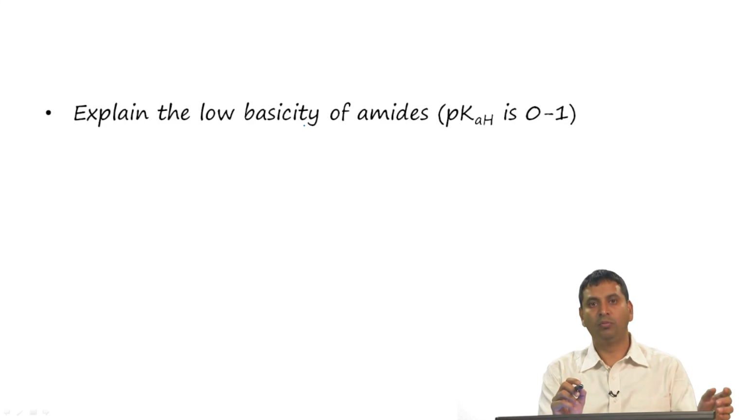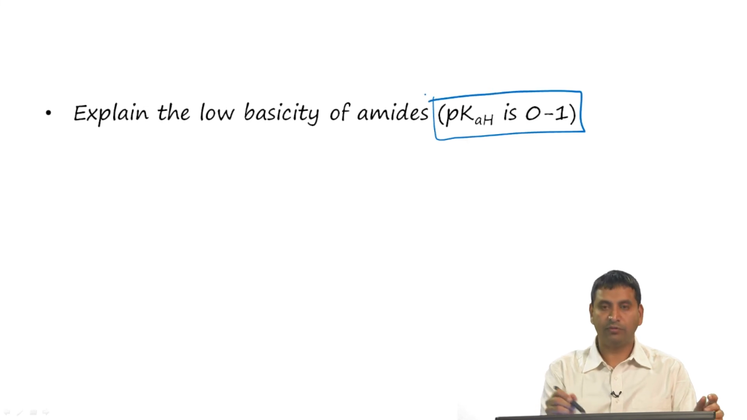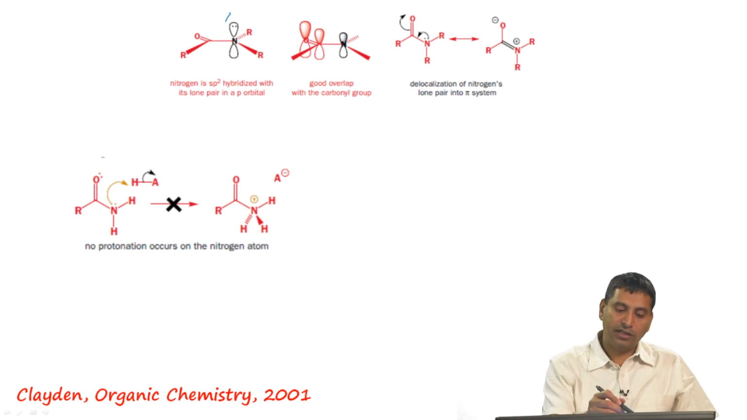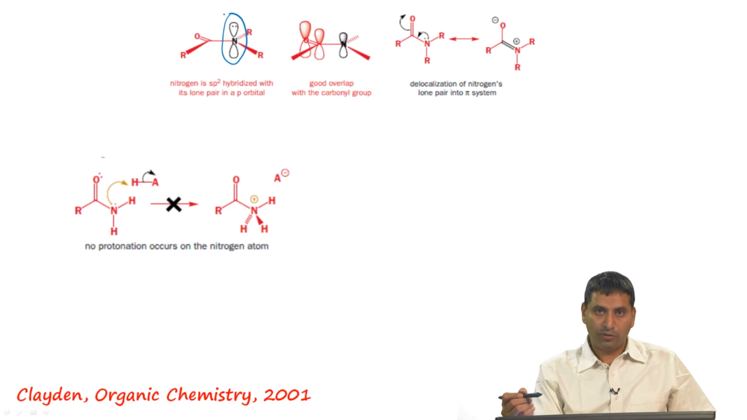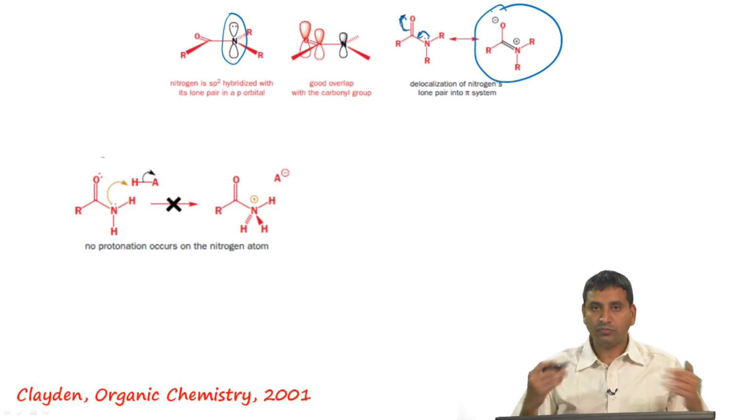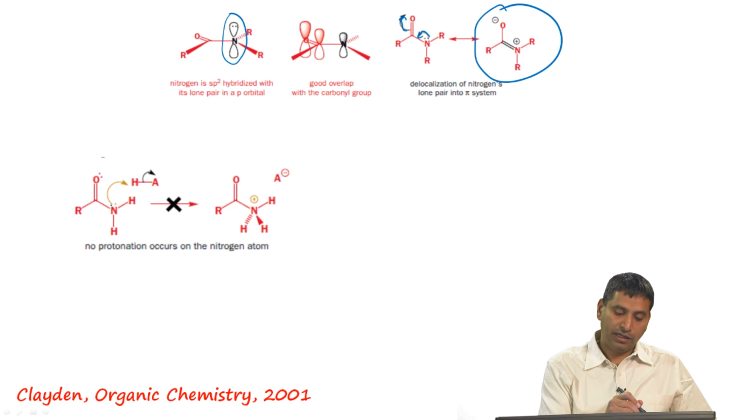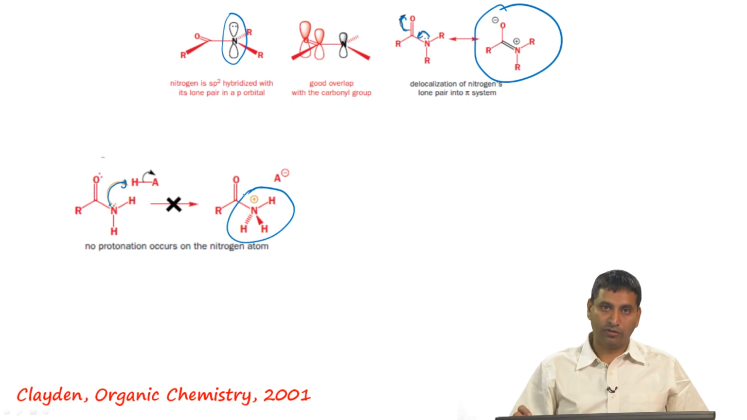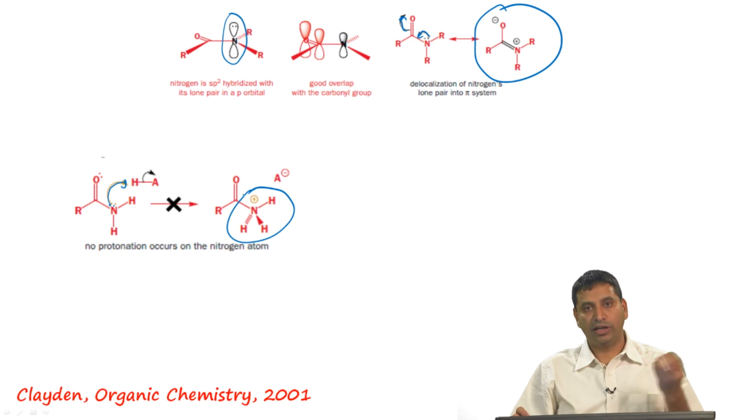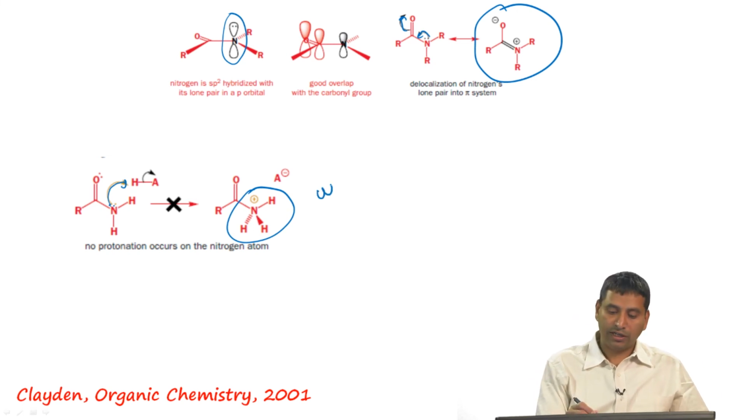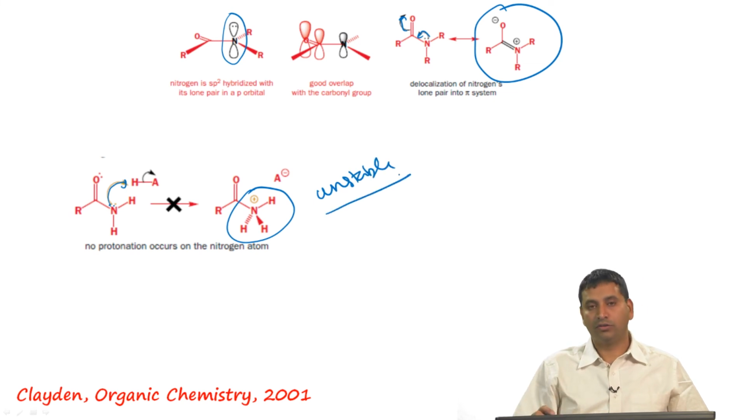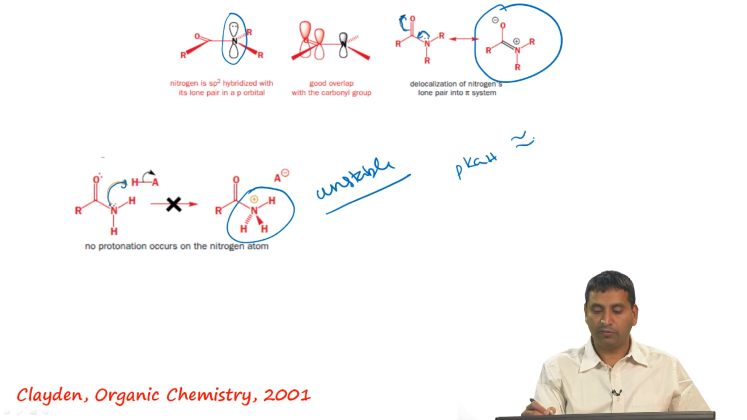The next question is, explain the low basicity of amides. The pKaH of amides is somewhere in the range 0 to 1. Amides have a nitrogen that is sp2 hybridized and occupies a p orbital, and we also know that the amide can involve itself in resonance and form a structure such as this. Therefore, the lone pair on the nitrogen is not really available to donate. And indeed, if the lone pair does donate, you will form a positively charged nitrogen situated right next to an electron withdrawing carbonyl group. This is highly unstable and quite unlikely to occur. And therefore, the pKaH of this molecule is substantially lower, somewhere between 0 and 1.